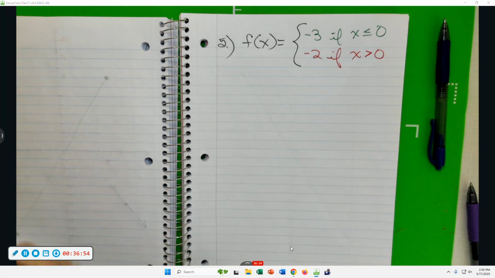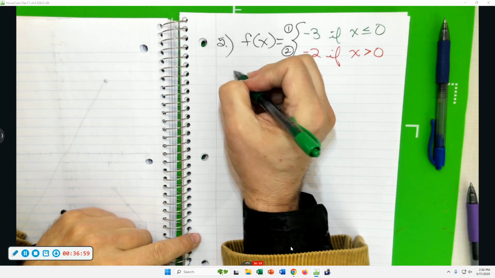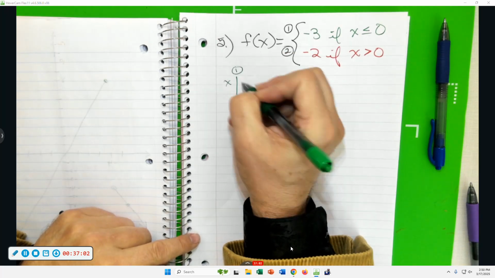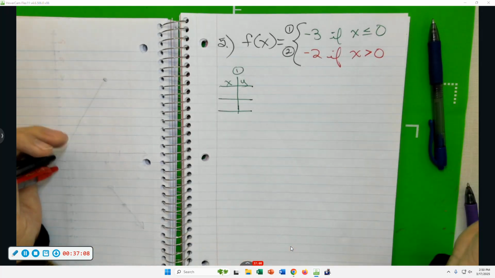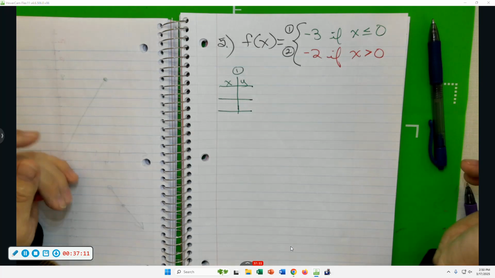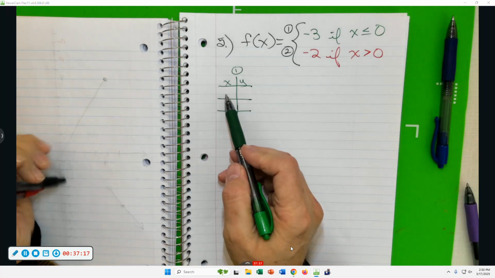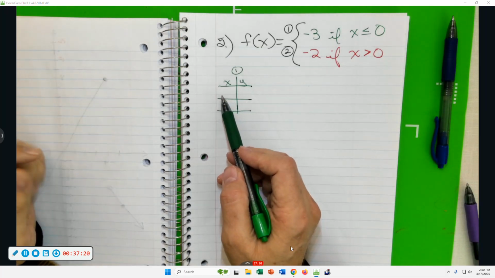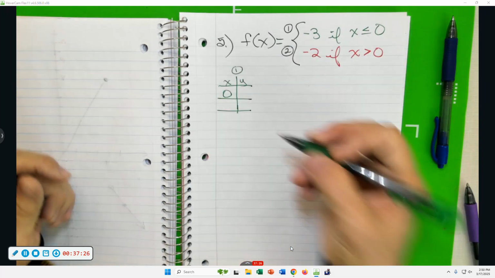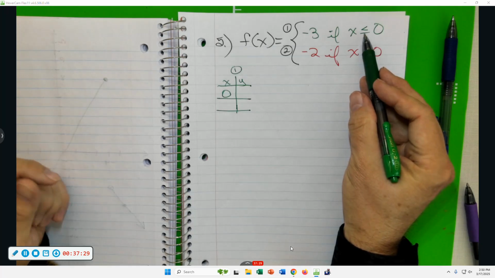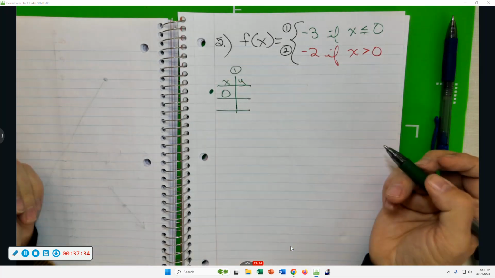There are 2 tables. We're going to make 2 tables, table 1 and table 2. Starting with table 1. I don't have a choice. What's the first number I must plug in for x in the green piece? 0, the cut point, the number that's on the inequality. Now, can x equal 0 in this green piece? Yes, so it's going to be a regular closed dot. But we need another x value.